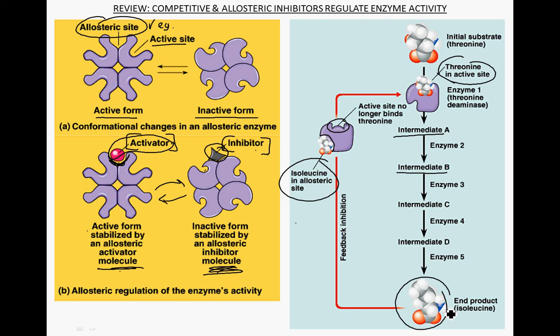Right? And so as the concentrations of isoleucine go down, then you would not have this interaction right here happening as frequently, which means you would have more of an active conformation to fit threonine. So you fit threonine, you can then make intermediate A, make intermediate B, and so on and so forth, and then your isoleucine concentrations come back up. Right? Again, negative feedback, keeping the concentration of isoleucine in this example in range.